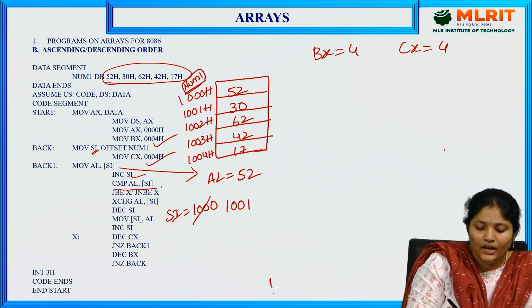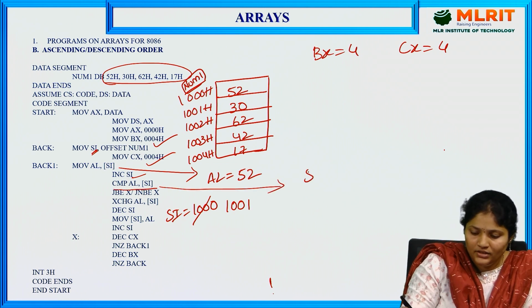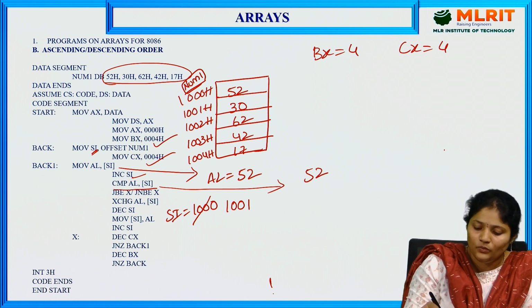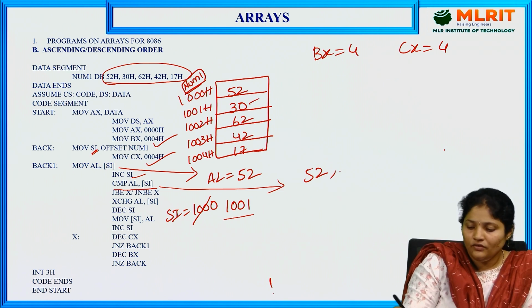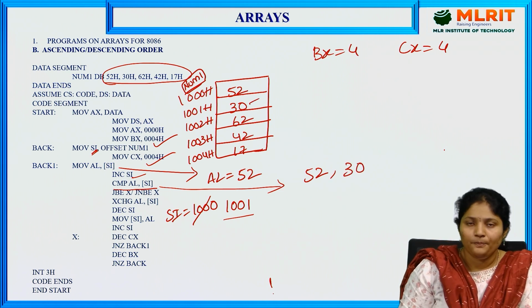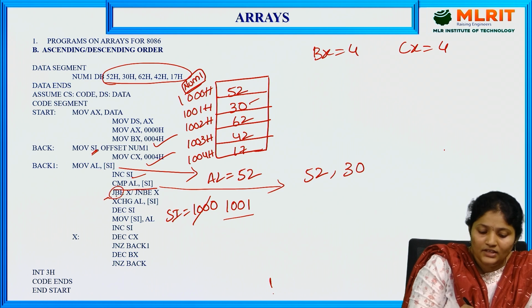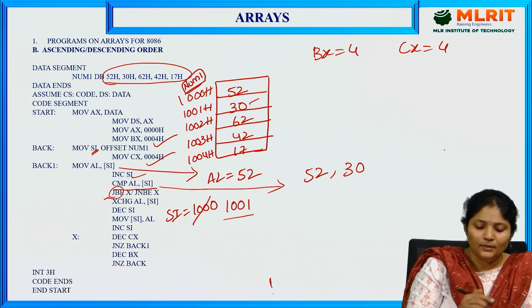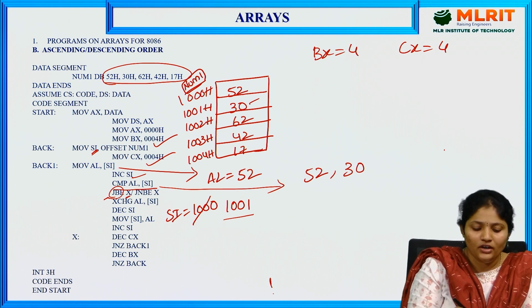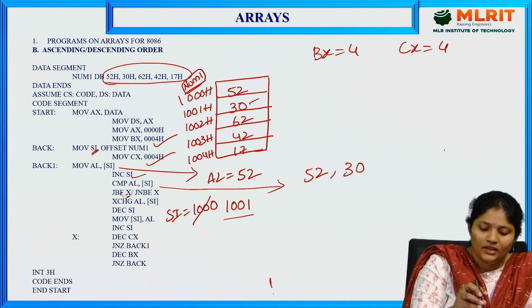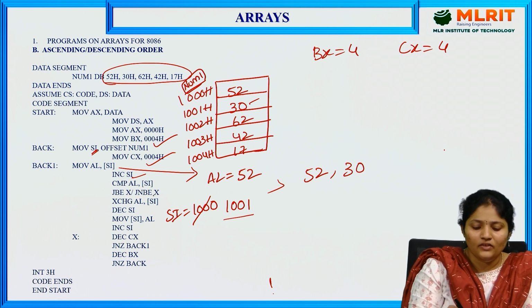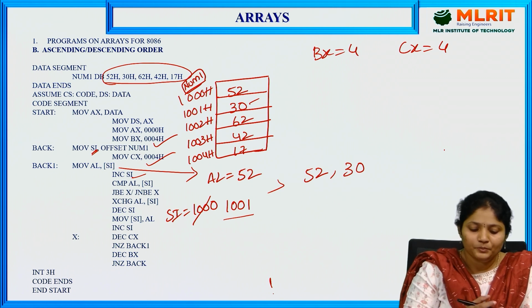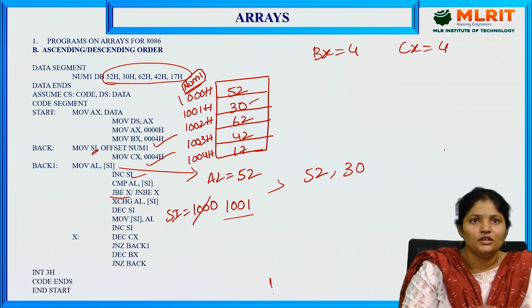Now the compare operation: compare AL. The AL value 52 will be compared to the data present in the location of SI, which is 1001, that is 30. So 52 will be compared with 30. Next is JBE, jump if below or equal. To find the ascending order, we will use the JBE instruction. To find the descending order, we will use JNBE, jump if not below or equal, which is nothing but greater.